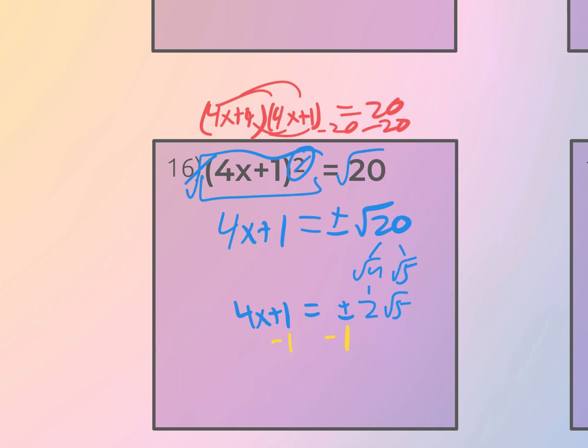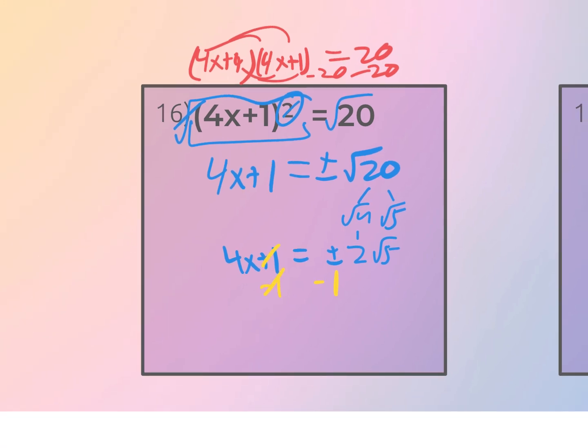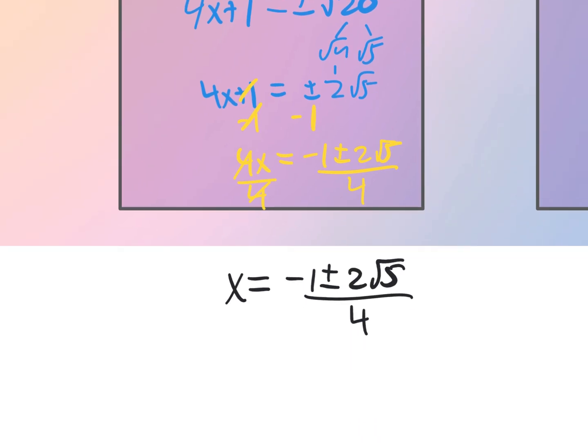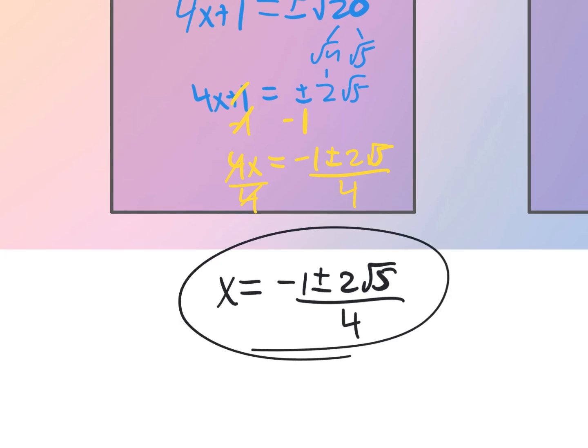So let's subtract 1 on both sides, cancel it out. Then we get 4x equals negative 1 plus or minus 2 square root of 5. All right, and then the last thing you want to do is divide both sides by 4. All right, so then we get x equals negative 1 plus or minus 2 square root of 5 over 4. All right, and then that would be your final answer.